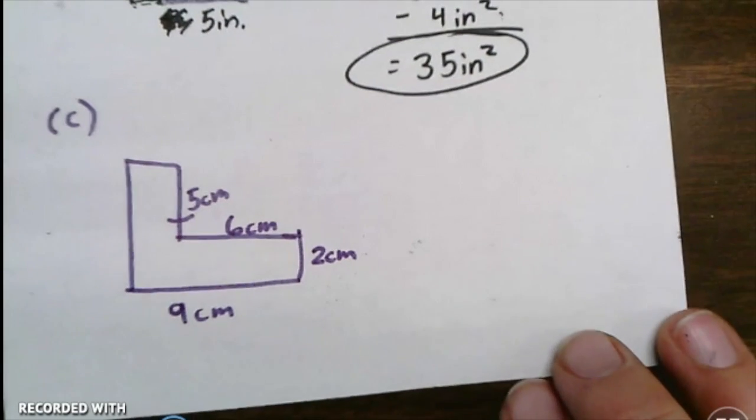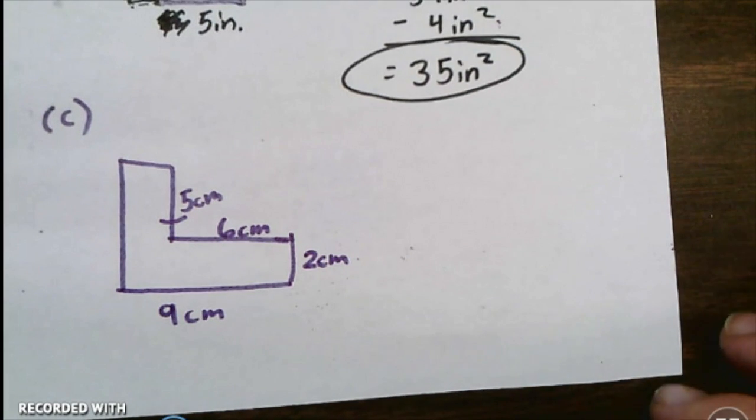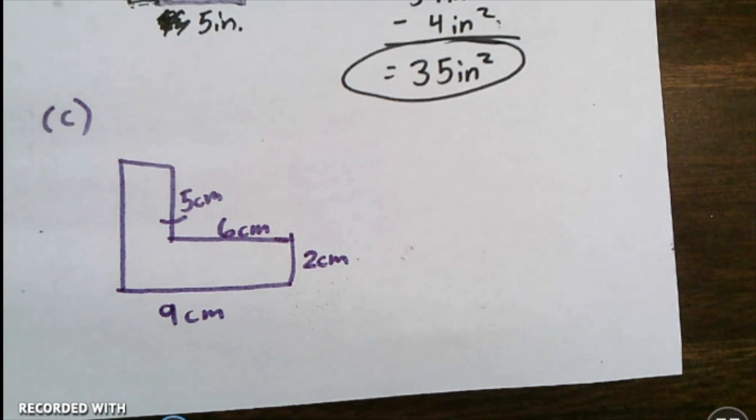All right, what about C? I want you to do this one on your own. So you can make it into a bigger rectangle and subtract, or you can make it into 2 rectangles, find the areas of them, and add. Do that, bring it to school tomorrow. Go ahead and get to work.